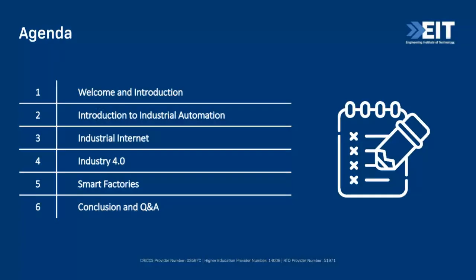So today we are talking about industrial automation. We start with industrial automation and an introduction, and then go step by step to reach the smart factories, which is the future trend of the factories around the world.